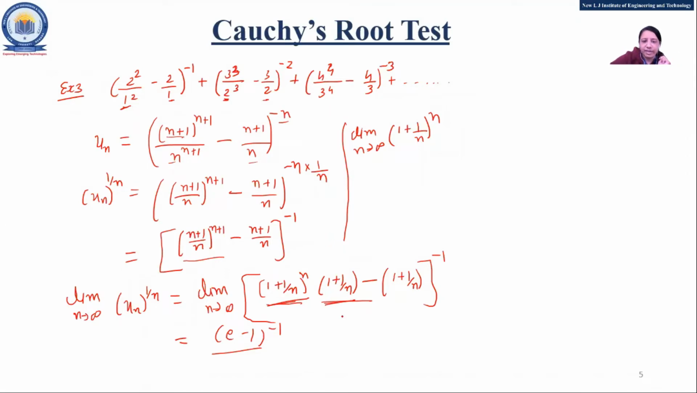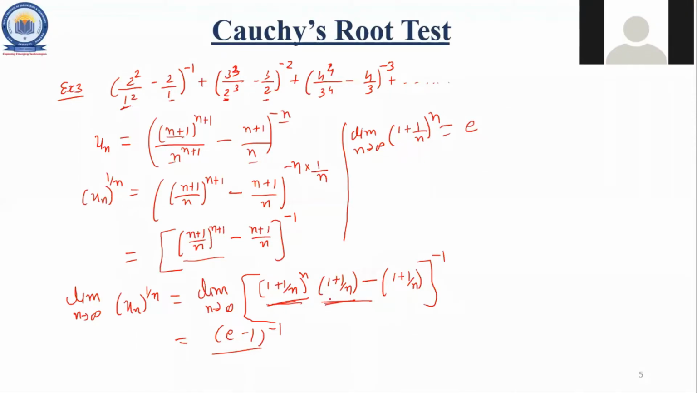1 plus 1 by n. We have seen some standard limits, if you remember. So those 9 or 10 standard limits you need to remember. Fine. So for this, 1 plus 1 by n raised to n, it will give you the answer e.